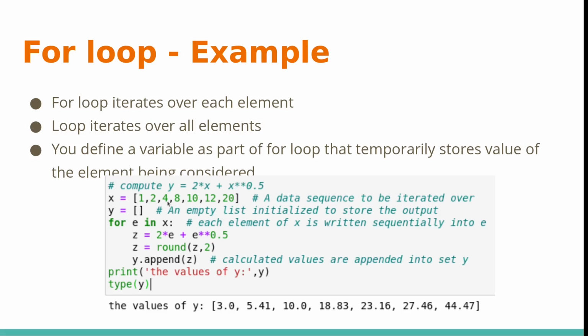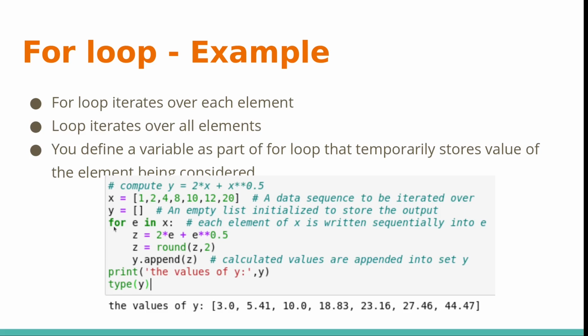Then it picks 4. 4 times 2 is 8, plus square root of 4 is 2, so it gets a value of 10, rounds it to 2 decimals, and appends it, and continues doing till it reaches this 20. When e picks up 20, it goes in, makes that calculation, 20 times 2 plus square root of 20, and then rounds it to 2 decimals and appends it.